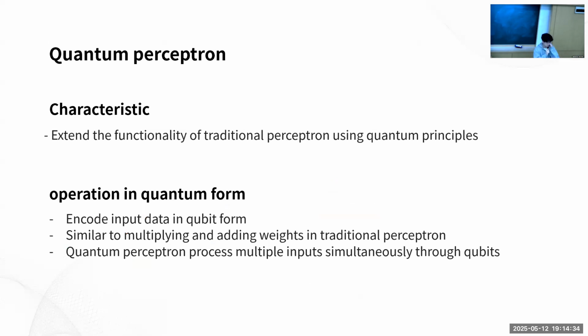So what I said from earlier methods, we are going to use the parameter shift rule to extract the gradient from the quantum circuit, and we are going to use that just like in a classical neural network. So we are going to extend the functionality of the traditional perceptron using quantum principles. This operation in quantum form includes input data in qubit form, obviously, because we are going to use this in a quantum circuit. This is similar to multiplying and adding weights in a traditional perceptron, like the learning I mentioned. A quantum perceptron processes multiple inputs simultaneously through qubits, which is possible because of superposition, and we are going to calculate it all at once, unlike classical machine learning, which could handle this only one by one.